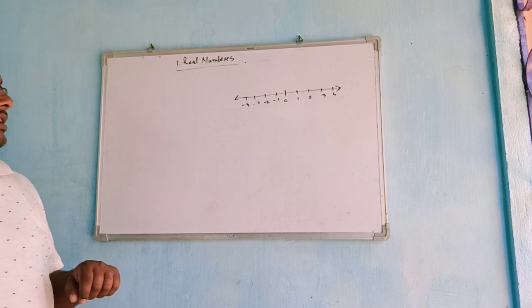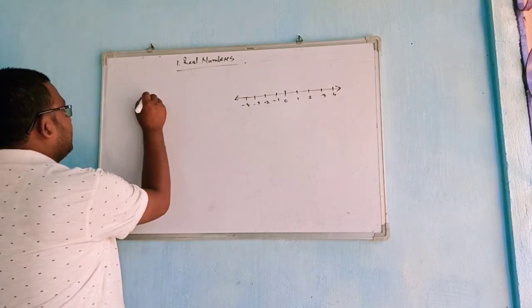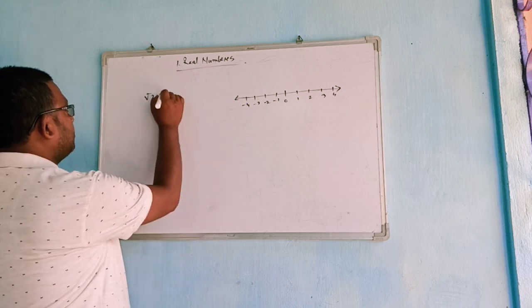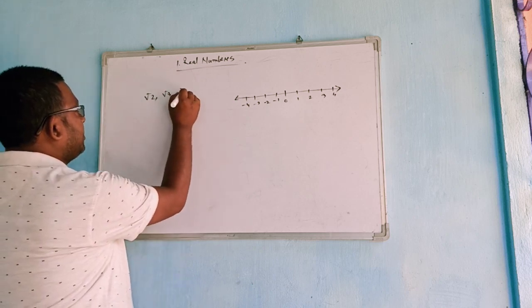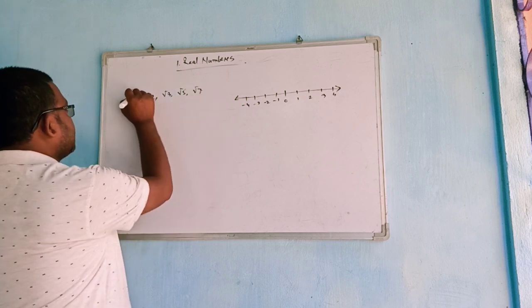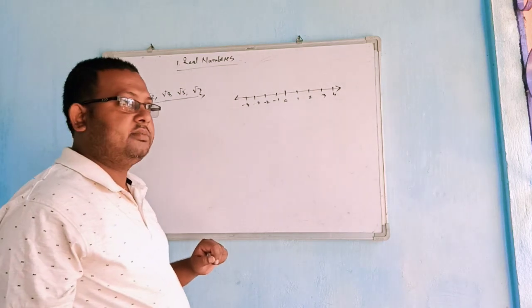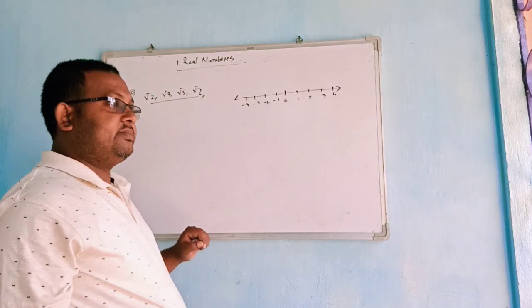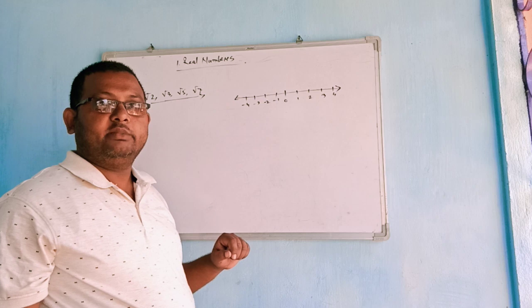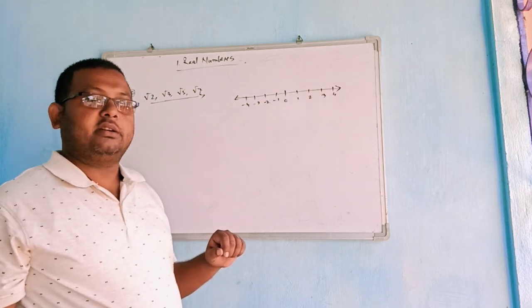But in class 10, we are going to discuss the irrational numbers √2, √3, √5, √7, this type of numbers. So these are very important questions for class 10. Another very important topic is the one given by the great mathematician Euclid: Euclid's division lemma or Euclid's division algorithm.